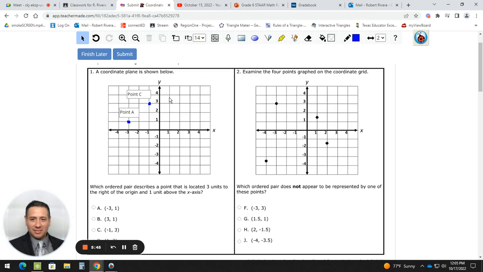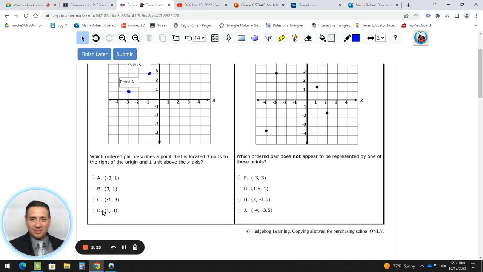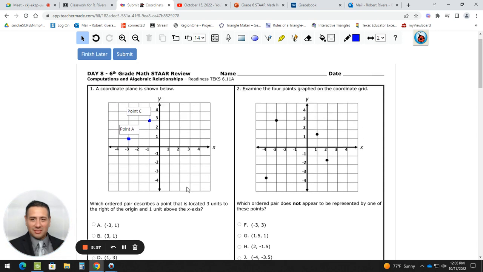Question number 1. Vas a ir para la casa y vas a hacer lo mismo que yo acabo de hacer. Vas a hacer unos puntos de las otras letras. Hice la A ya, hice la C ya. Ahora tienes que hacer la C, la B y la D.